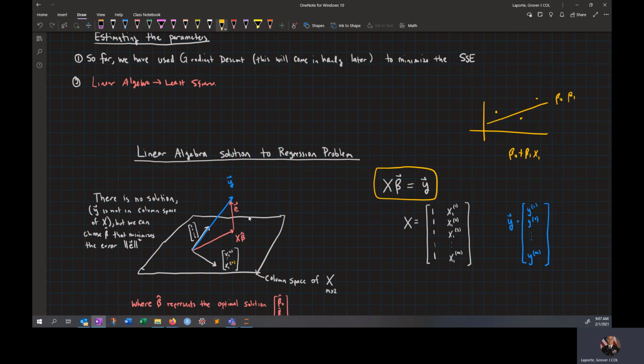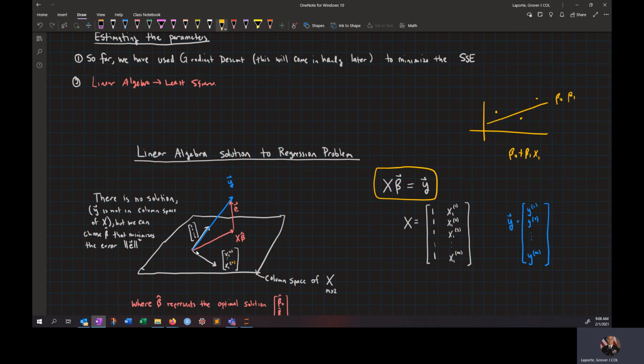Okay, and so the question is, if that's true, if there is no solution x beta such that I can get y, this idea here, there is no beta 0 and beta 1 such that I can multiply by x and get every single point that's in y here. If you can't get that, then what's the best solution that we can get?